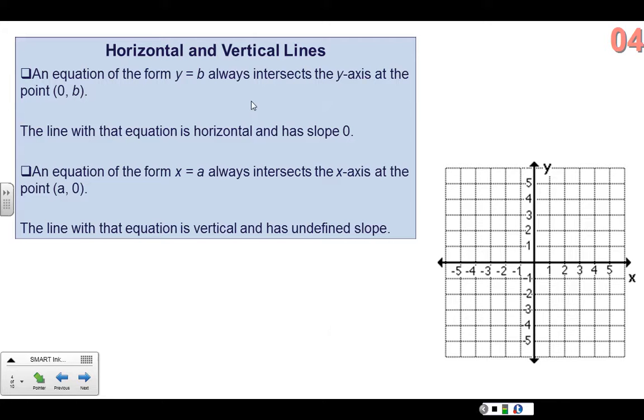And a horizontal line would be an example of a function because if you were to draw vertical lines through it anywhere, you would only pass through 1 point. So it would pass the vertical line test.